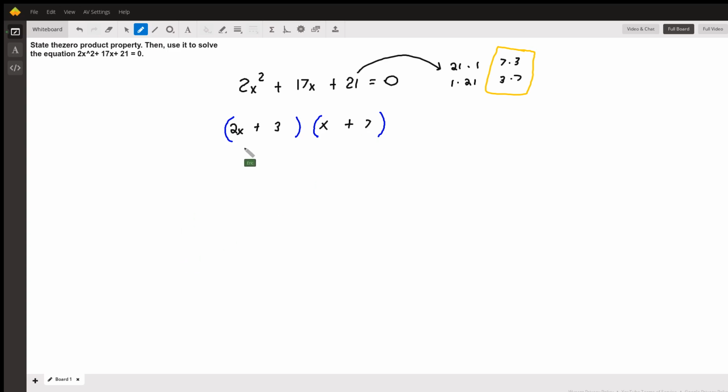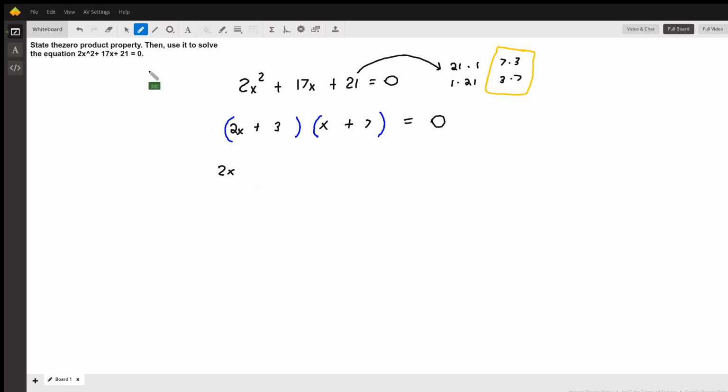Does the product of the outer terms plus the product of the inner terms equal our original trinomial? 2x times 7 is 14x, 3 times x is 3x. Does 14x plus 3x equal 17x? Yes, it does. So that is going to be our factored trinomial, and we're going to set it equal to 0. Now remember, the zero product property says if two terms are multiplied together to give 0, either one term, that's 2x plus 3, or the other term must equal 0.